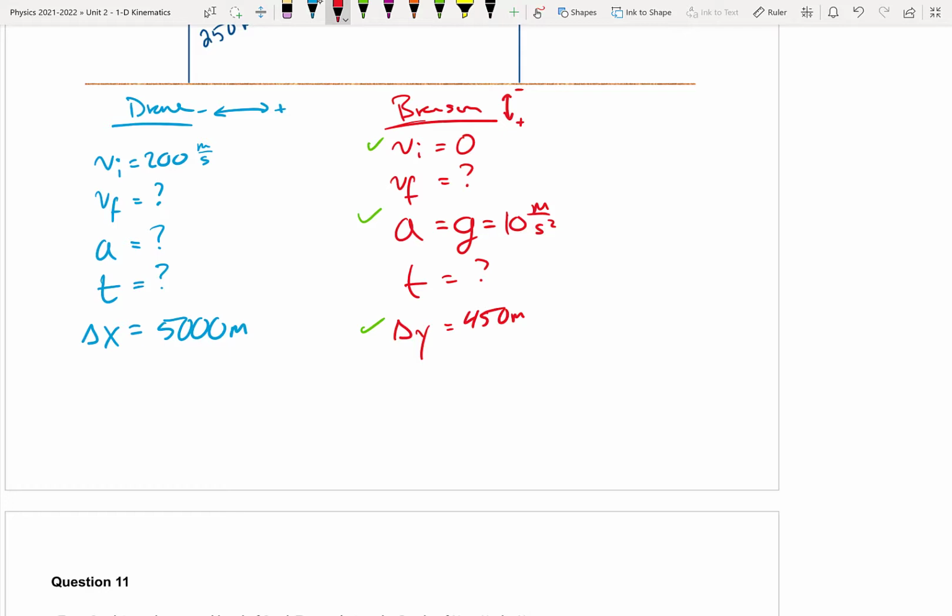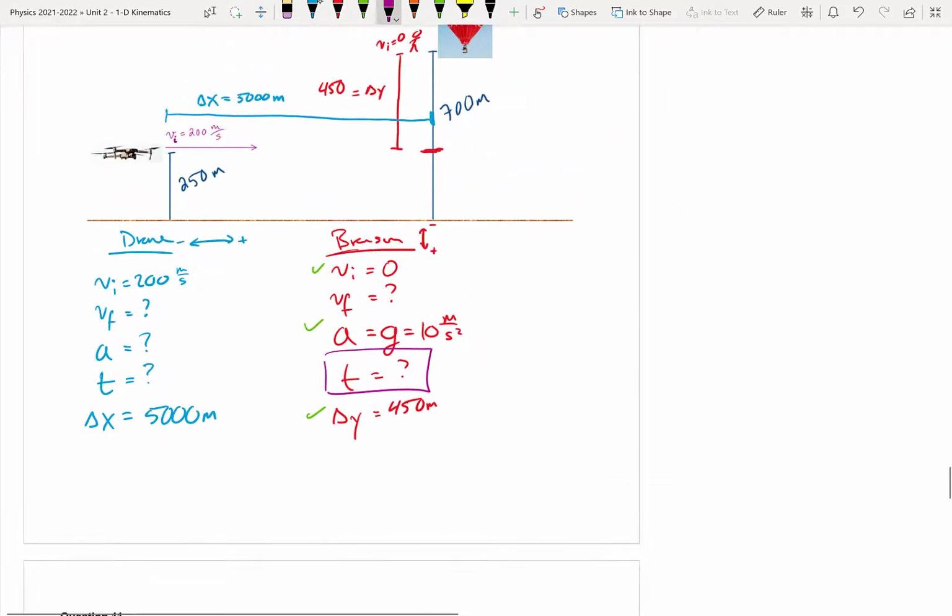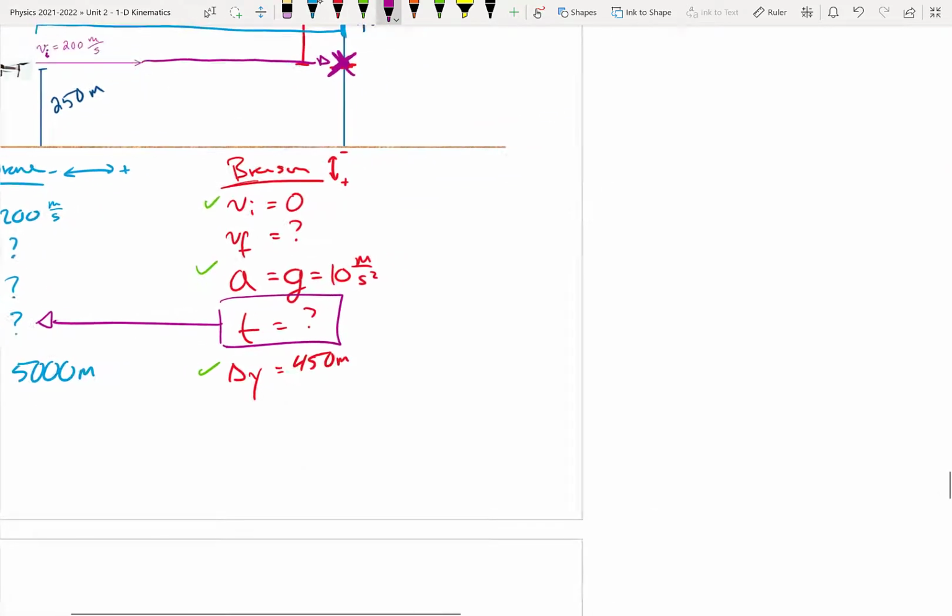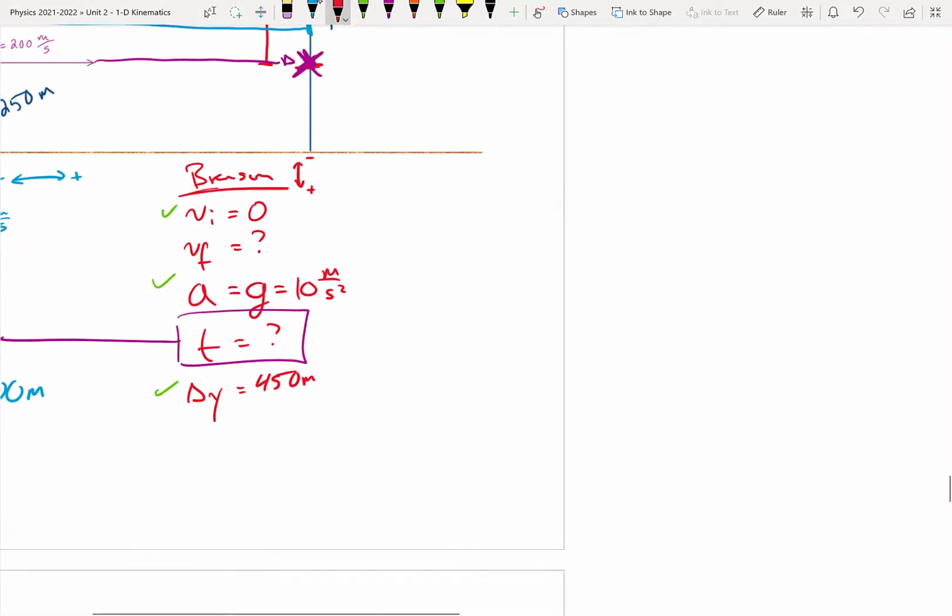Okay, we've got to think about what's worth finding out. You could find VF, you could find T. It's more important for us to find T, because if we can figure out the time it takes for Branson to fall to that position, 450 meters down, which is where the drone needs to get to, that will also be the time required for the drone to move the 5,000 meters horizontally. So we can use that time over there for the drone, which is exactly what we'll do.